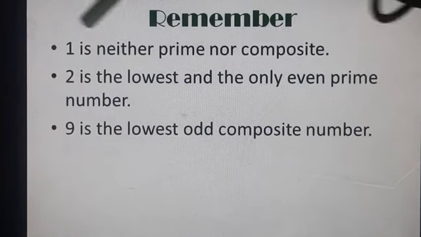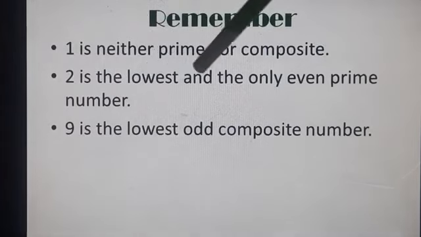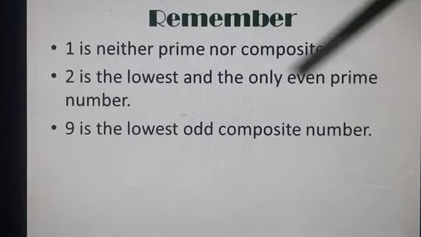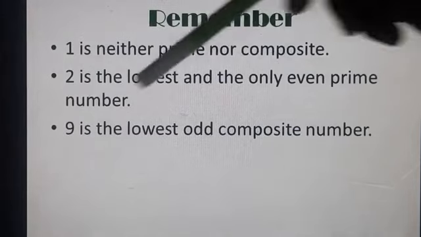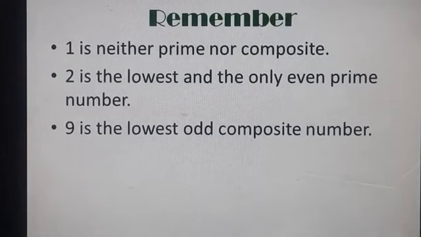Remember these things. 1 is neither prime nor composite. 1 is a unique number. 2 is the lowest and the only even prime number. 9 is the lowest odd composite number.